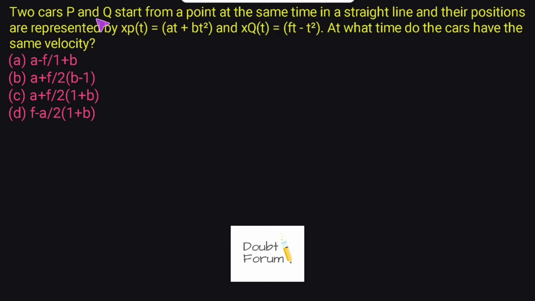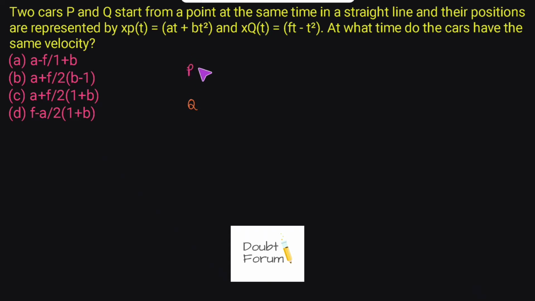The question is, two cars P and Q start from a point at the same time in a straight line and their positions are represented by equations xp(t) and xq(t). It has been asked to find at what time the cars have the same velocities. So there are two cars. The first car is P, the other car is Q.